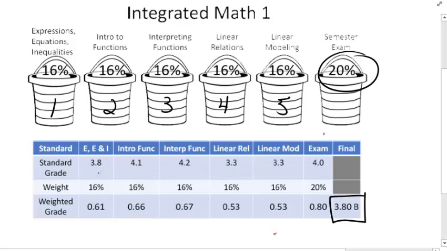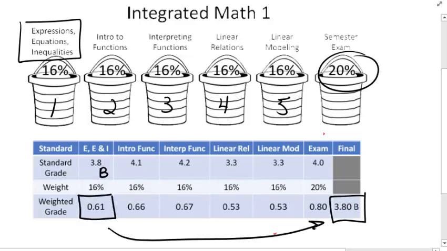In this case, the student had a 3.8 average in the first bucket, which is expressions, equations, and inequalities. That student had a B. 16% of that grade contributes 0.61 points to the overall grade of a 3.8 in the class. The second bucket, in this case, was Introduction to Functions. The student got an A grade. Again, it's worth 16% of the overall grade, which contributes 0.66 to the overall grade.